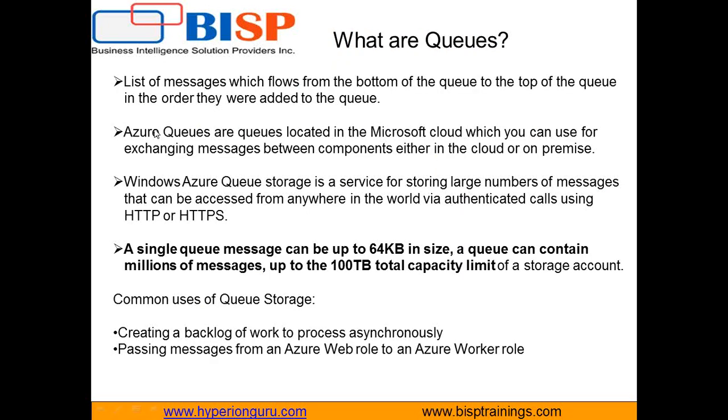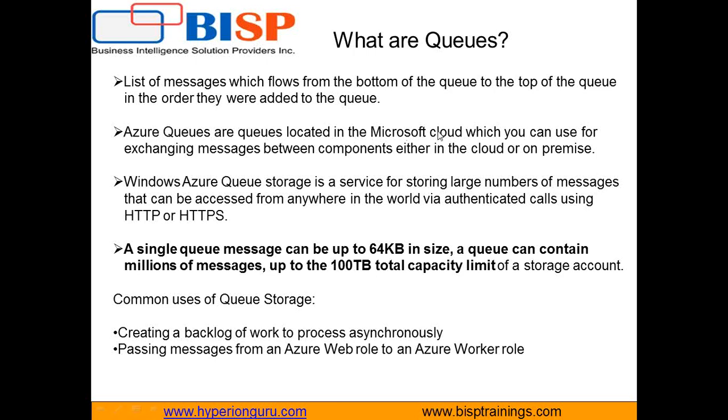Let me tell you more about queues. Basically, it's a list of messages which flows from the bottom of the queue to the top of the queue in the order they were added to the queue. So they follow the FIFO order. The message which was added first in the queue will move out first, or will be accessed by the worker role first.